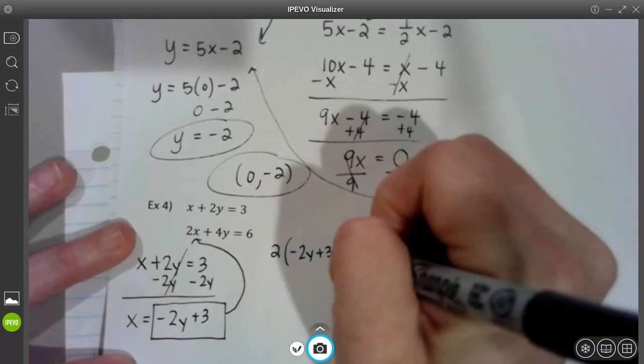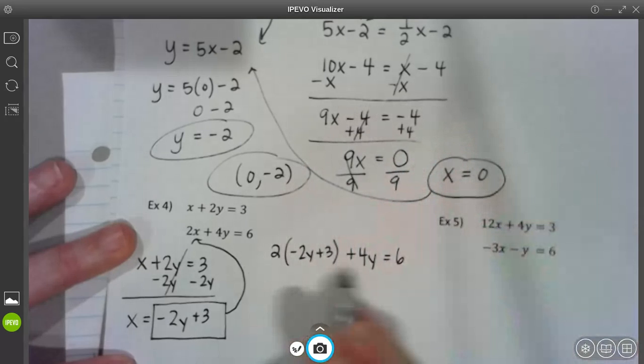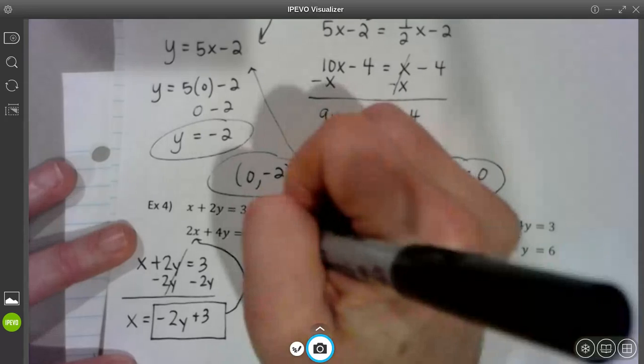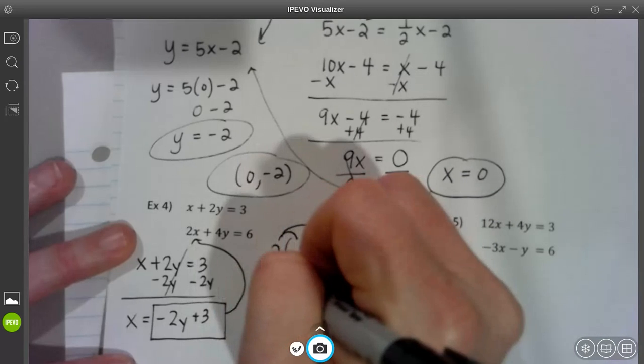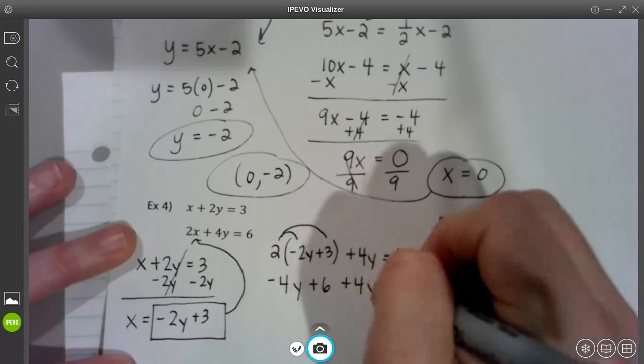and then I'm going to finish the equation. Plus 4Y equals 6. So we're looking good. I only have Y's in this equation. I'm going to be able to solve for Y. So let's distribute our 2. And then this is what's going to happen. I'm going to get -4Y plus 6 plus 4Y equals 6.